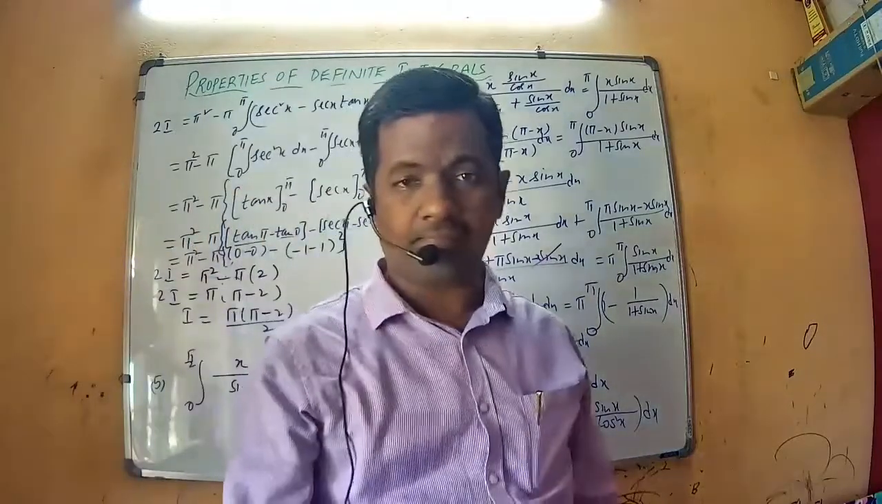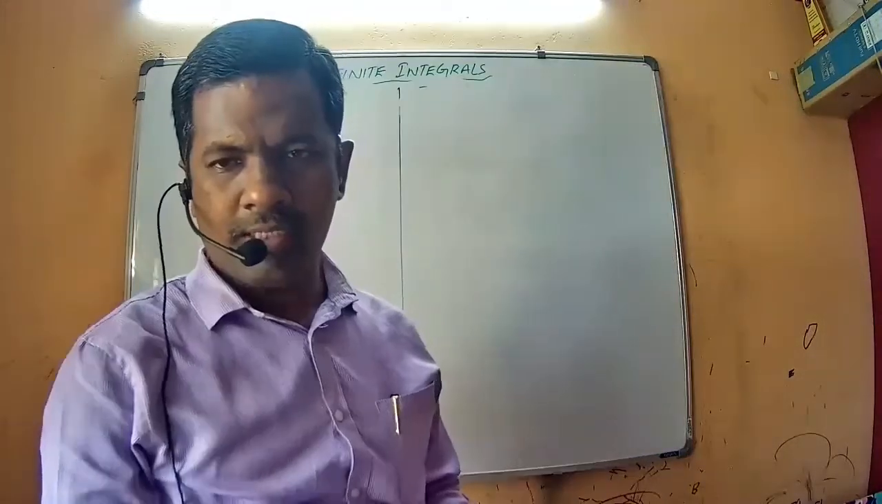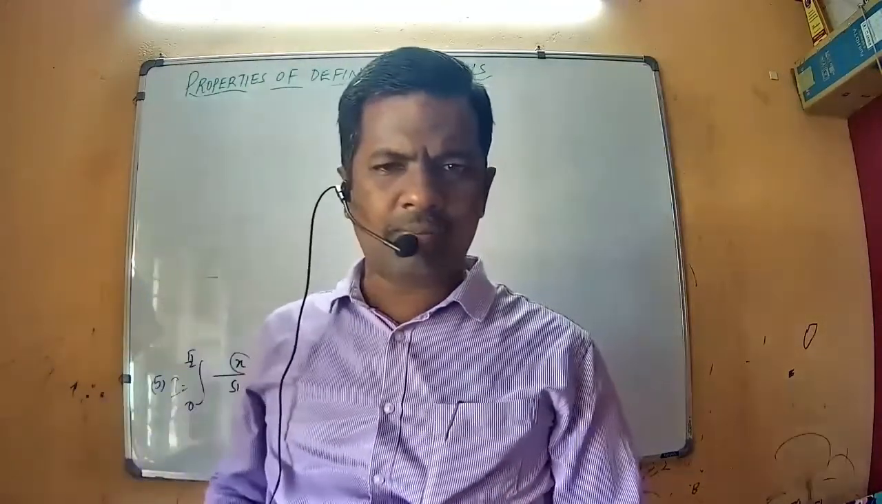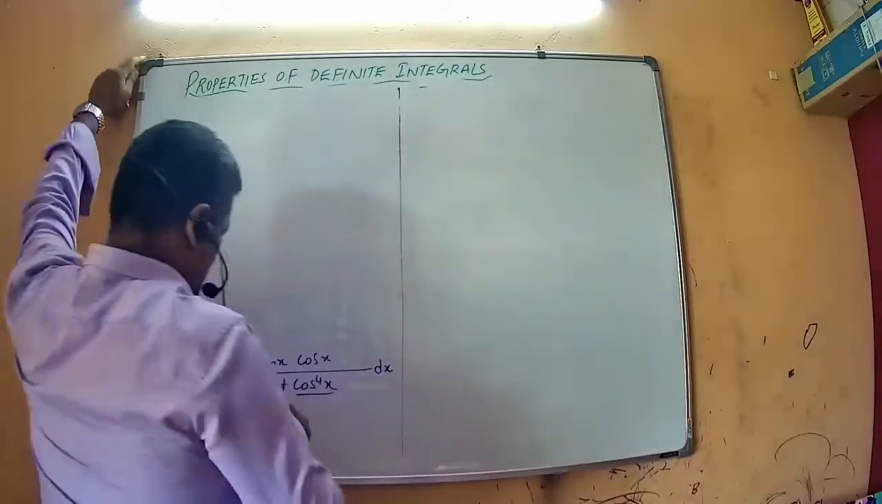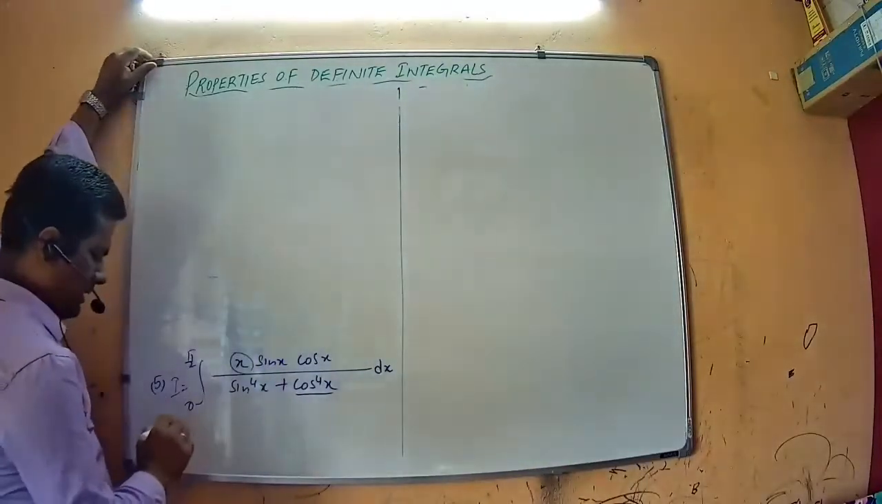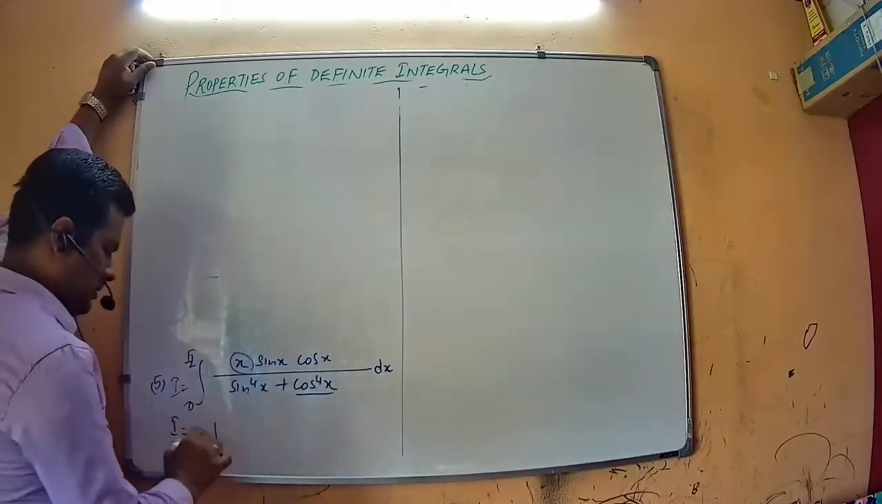Now let us work out the last problem. Applying the property here, I is equal to the integral from 0 to pi by 2.